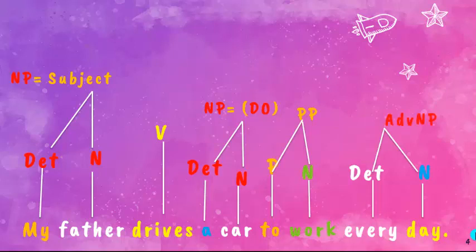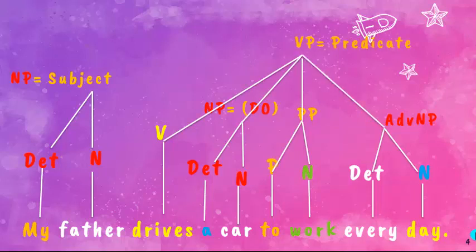They constitute a noun phrase that performs the function of an adverb. That's why we call it an adverbial noun phrase. The whole of these phrases constitute the verb phrase, which is the predicate, and noun phrase plus verb phrase constitute the sentence.